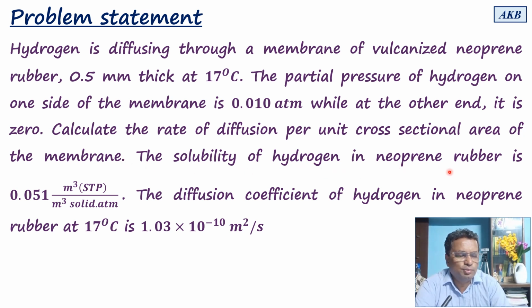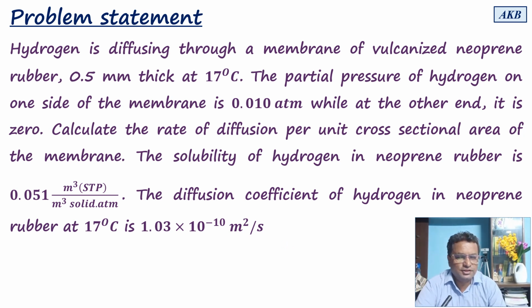The solubility of hydrogen in neoprene rubber is given. The solubility of hydrogen in neoprene rubber at 17 degrees Celsius is 0.051 meter cube. This volume is measured at STP, at standard temperature pressure conditions, per unit meter cube of solid per atmosphere. That means in 1 meter cube of the solid at 1 atmosphere, 0.051 meter cube is going to dissolve in the membrane at STP conditions. Then the diffusion coefficient of hydrogen in the neoprene rubber is given. So the diffusion coefficient at 17 degrees Celsius is 1.03 into 10 to the power minus 10 meters square per second.